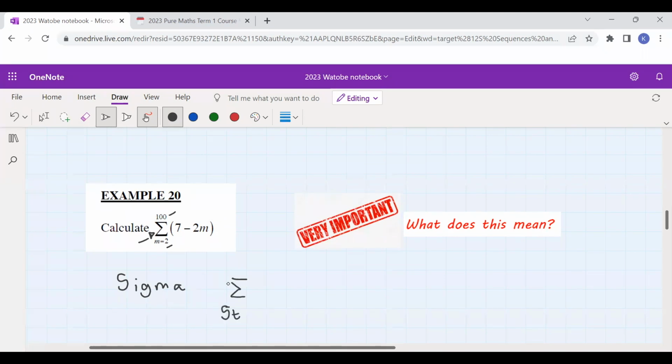So at the bottom, it's where you start. And the top tells us where you end, where you stop substituting. Right?